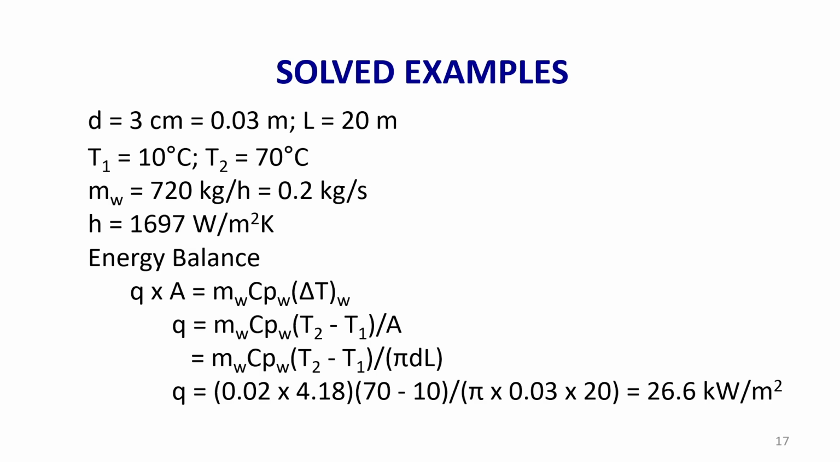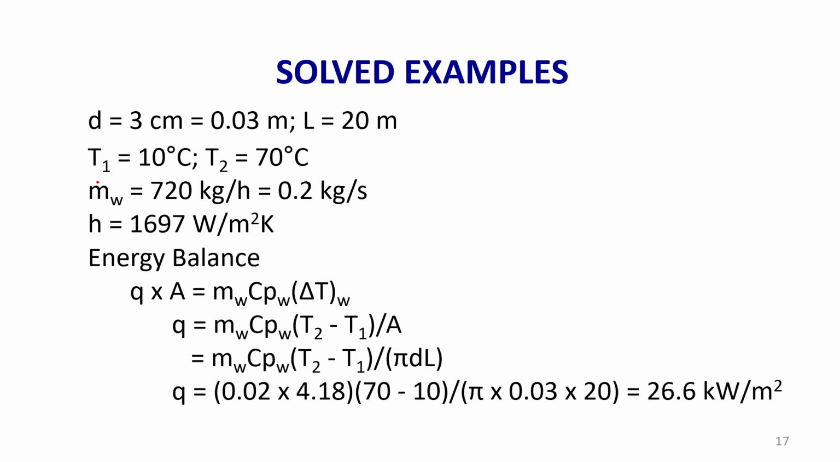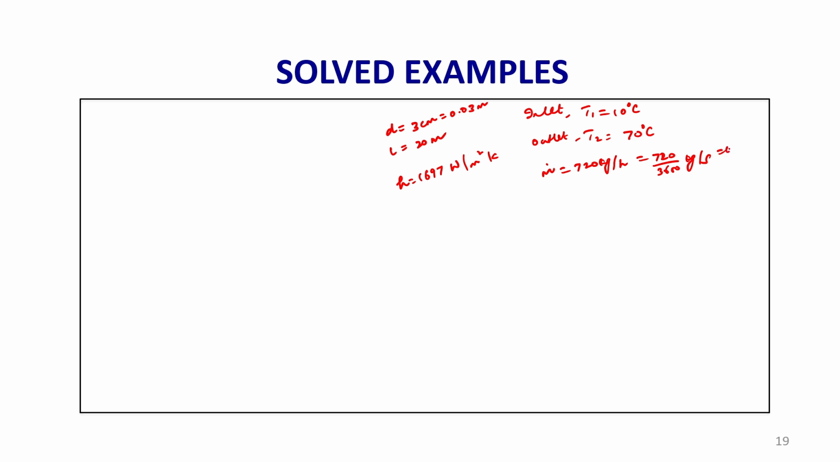Mass flow rate of the water is given, so this should be m dot. M dot is equal to 720 kg per hour divided by 3600 to convert to kg per second. So, we will get 0.2 kg per second.